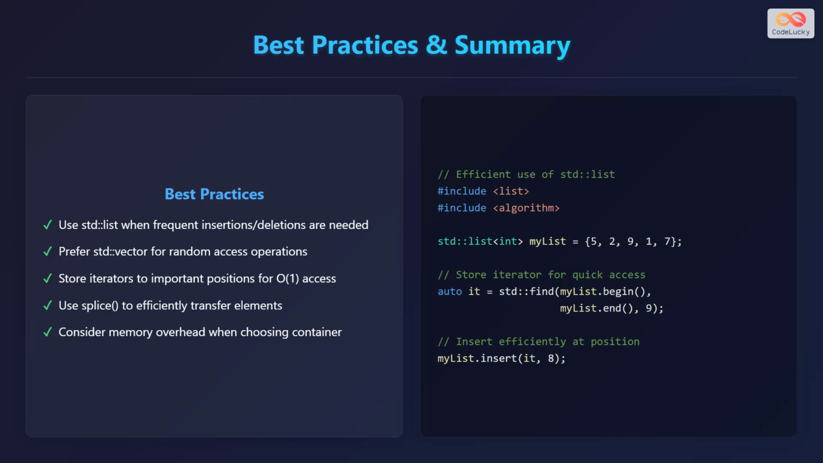Here's an example of efficient use of std::list. We include the list and algorithm headers. We initialize a std::list of integers called myList with the values 5, 2, 9, 1, and 7. We store an iterator to the element with the value 9 using std::find. We insert the value 8 before the element pointed to by the iterator using myList.insert(it, 8).